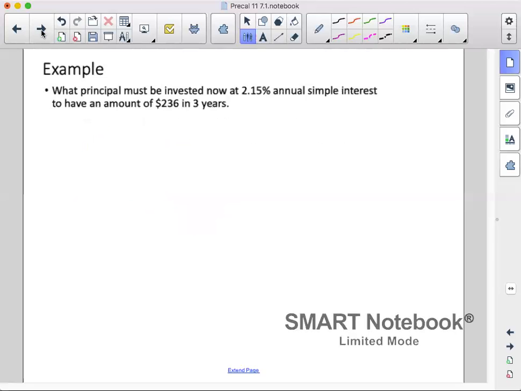Example, what principal must be invested now at 2.15% annual interest to have an amount of 236 in 3 years? So we know our R is 2.15%, which is 0.0215. We know our A value is 236, and we know our time is 3 years.